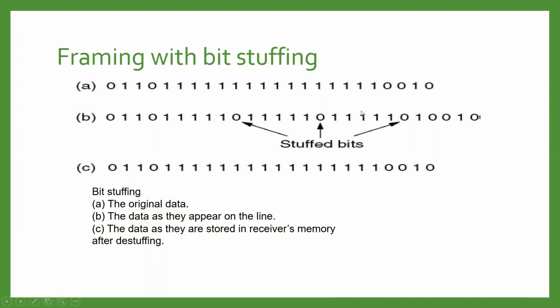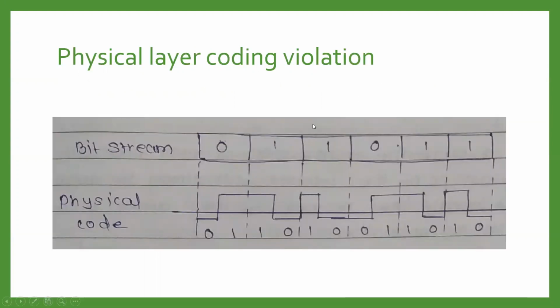Now our last framing method is physical layer coding violation. This framing method is only applicable to networks in which the encoding on the physical medium contains some redundancy. For example, some LANs encode each bit of data using two physical bits. Normally a 1 bit is represented by a 1-0 pair, and a 0 bit is encoded with a 0-1 pair. So in this scheme, every data bit has a transition in the middle, making it easy for the receiver to locate the bit boundaries.